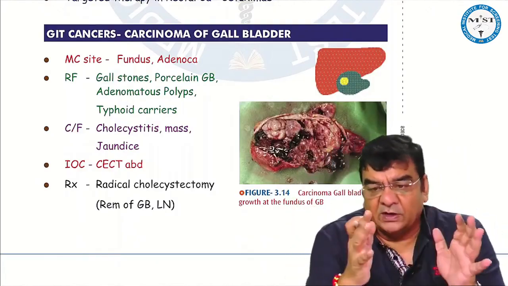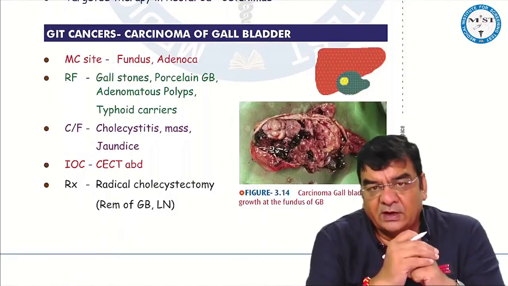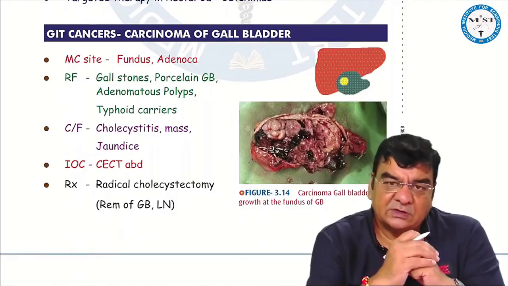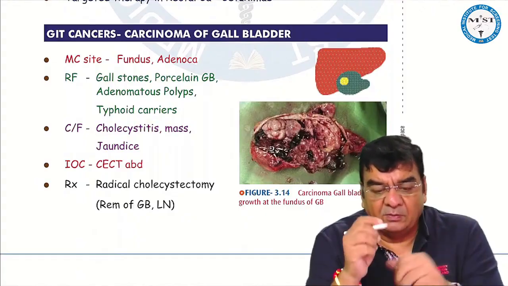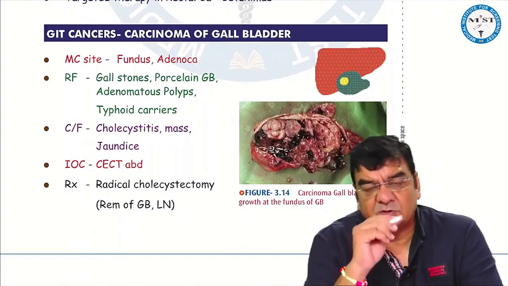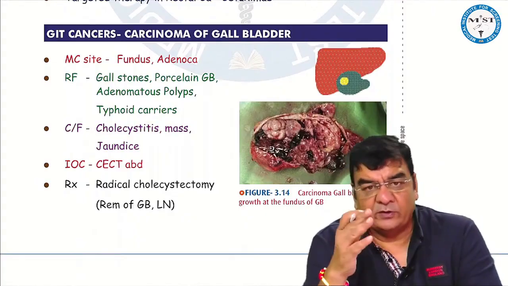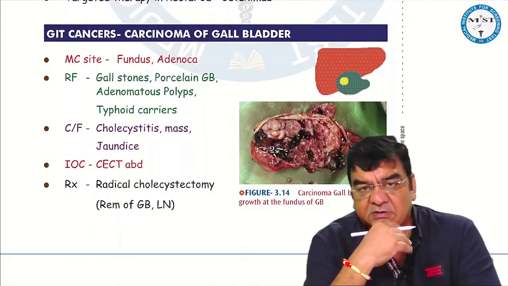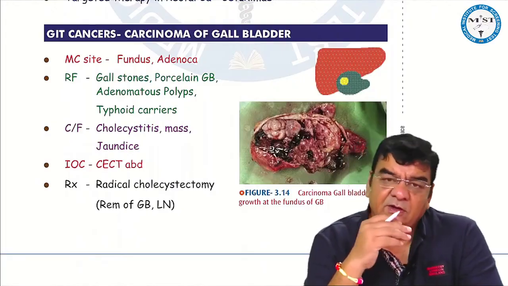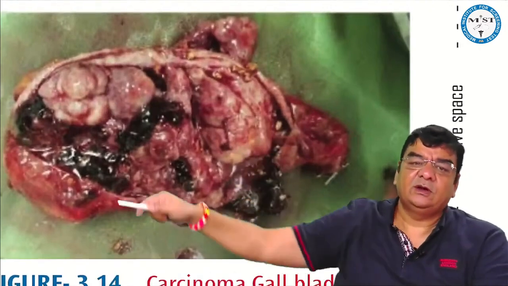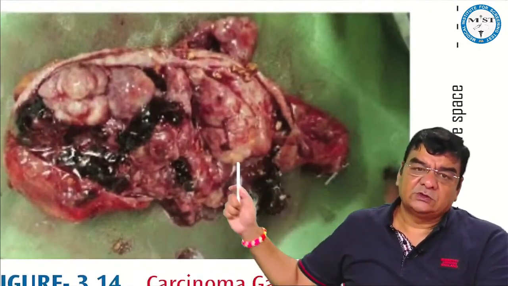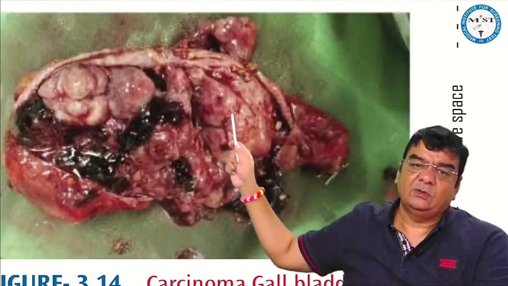Because we cannot take a biopsy from gallbladder cancers, as no endoscope can go inside the gallbladder, it's better to do a CECT. Percutaneous biopsies as far as possible are avoided to avoid the risk of spreading of cancer cells. In the treatment, we do a radical cholecystectomy, where we remove the gallbladder along with the lymph nodes. This is the tumor inside the gallbladder.